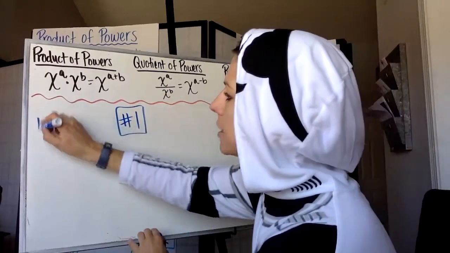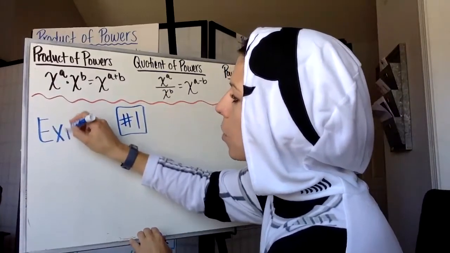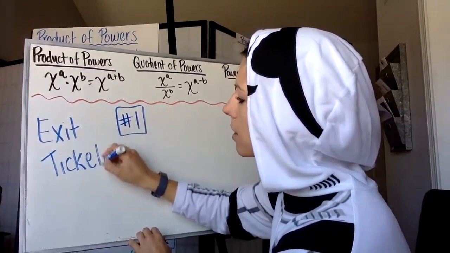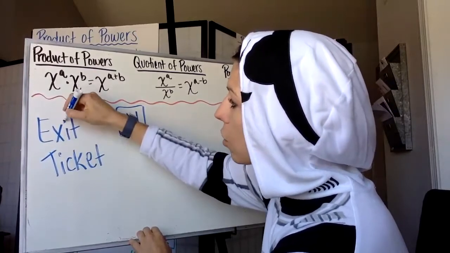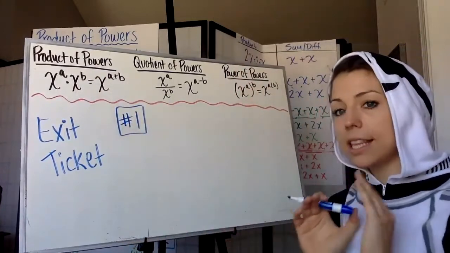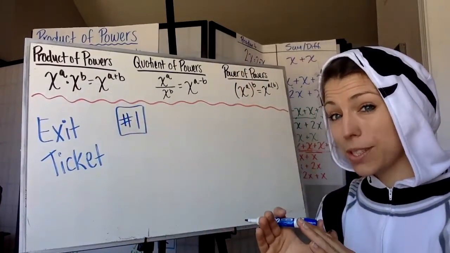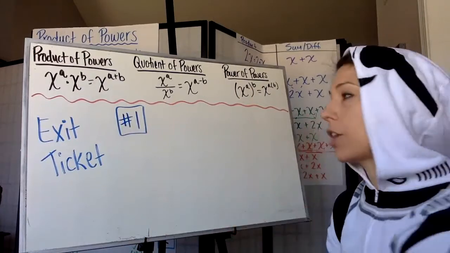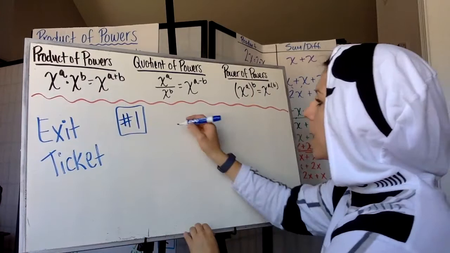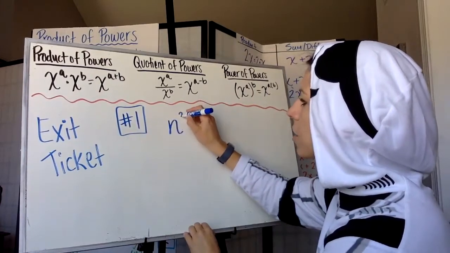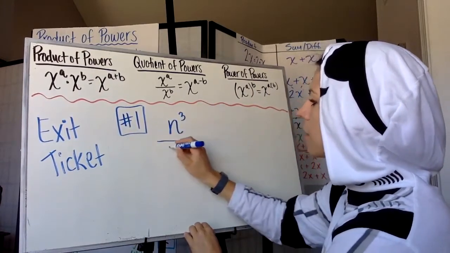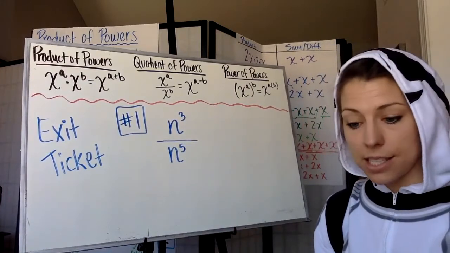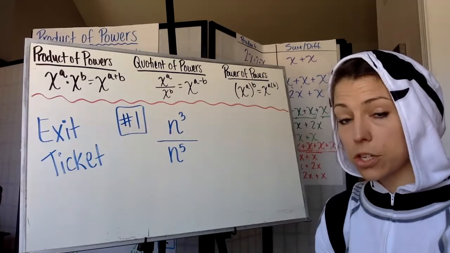Okay, and again, this is our exit ticket. If you want to write this down on your piece of paper, I highly suggest that you follow along. Again, our goal here is to write these as single powers. That means don't actually simplify, just write it as its own single power. So let's start off with n to the 3rd power divided by n to the 5th power. That's our exit ticket number 1. Feel free to pause if you want to try it on your own.